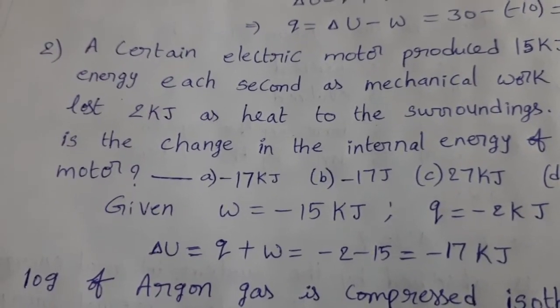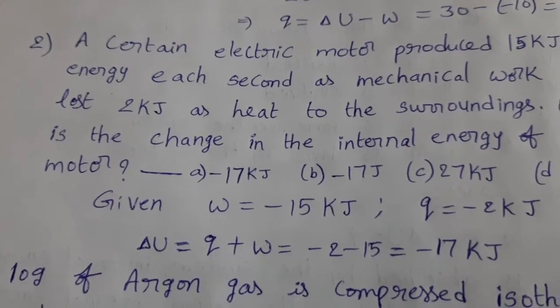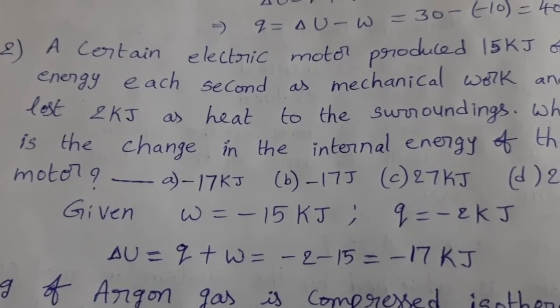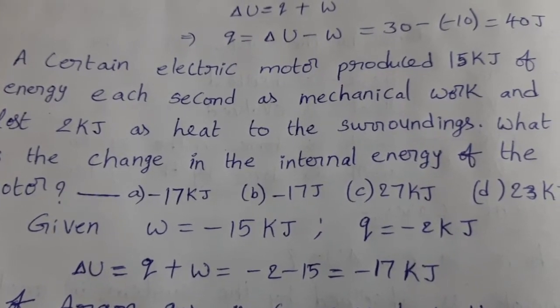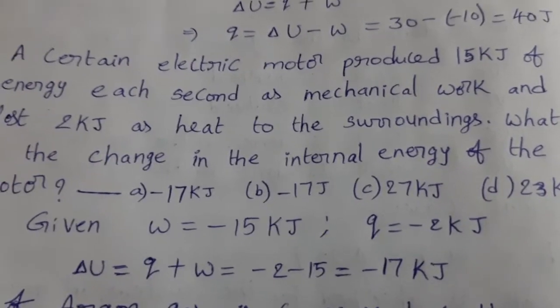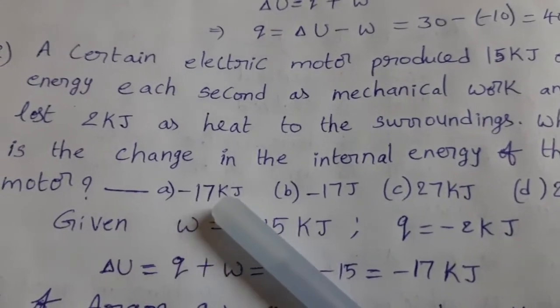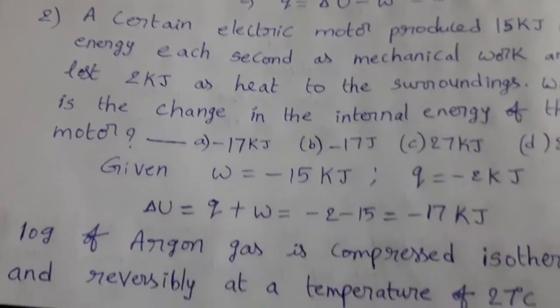So first law of thermodynamics, delta U equal to Q plus W, that equal to minus 2 minus 15, that is minus 17 kilojoules. So what is the option? Option A is the answer. Okay. See the next one.